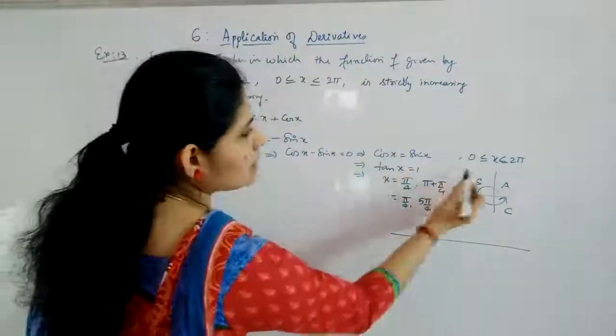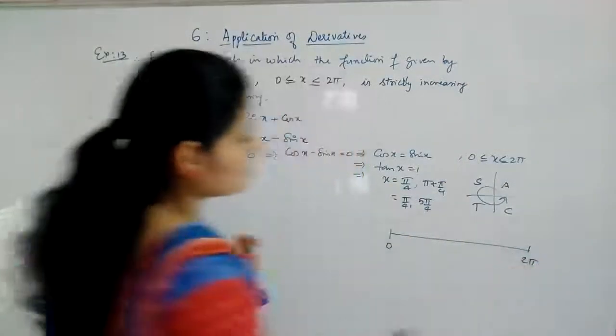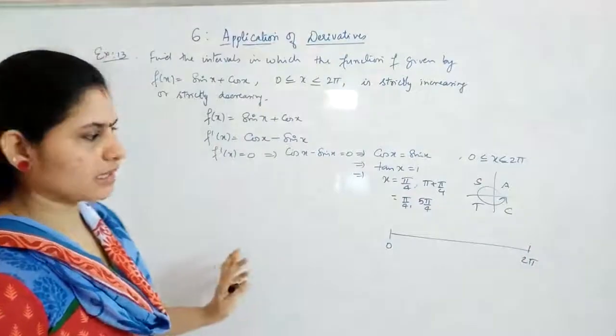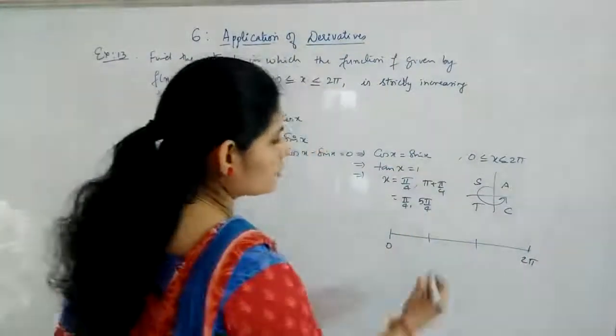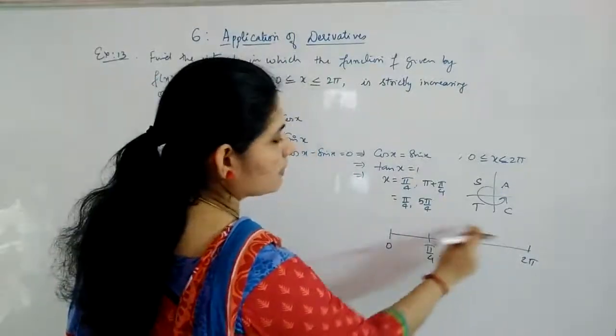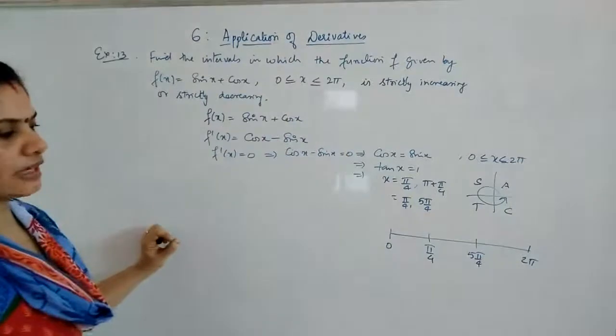Again, this is given to be 0 to 2 pi, so it is limited, that is, 0 to 2 pi. It is not minus infinity to infinity. Again you have to break it into 3 parts, that is, you have got 2 values, so you will have pi by 4 and 5 pi by 4.